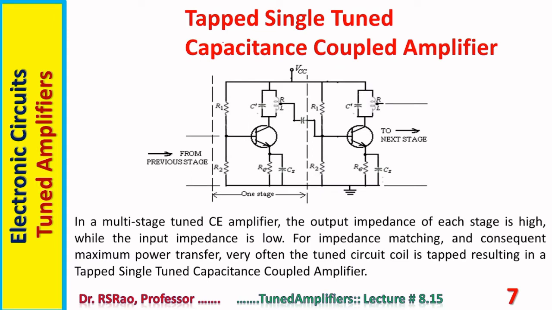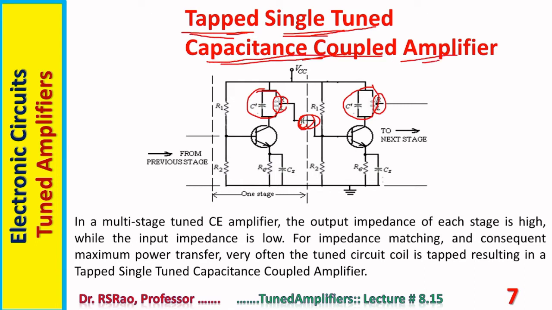Another amplifier circuit is shown. Tapped. Here is a tap. Single tuned means a single LC circuit in each amplifier stage. Here is one tuned circuit, here is another. Two stages are shown, and in each stage one tuned circuit is there. Therefore, single tuned. Why is it capacitance coupled? Here is a capacitor. This capacitor couples the output of the previous stage to the input of the next stage. So RC coupling is used. That's why it is a capacitance coupled amplifier. It is also CE; one can see it is CE configuration. Hence the name: tapped single tuned capacitance coupled amplifier.